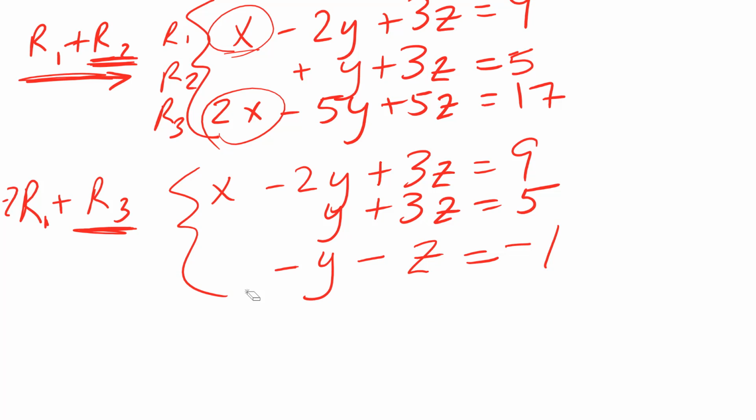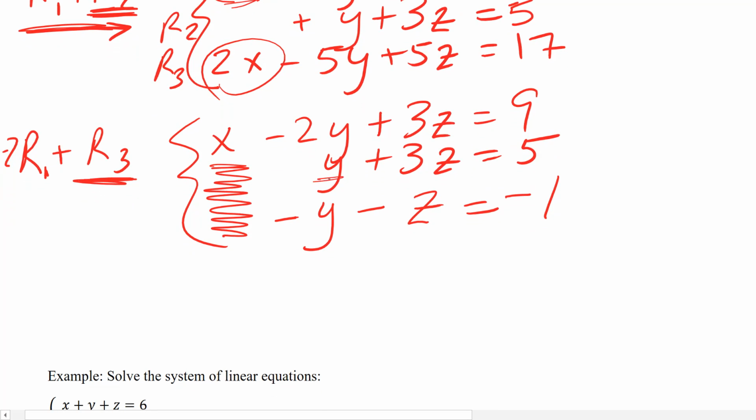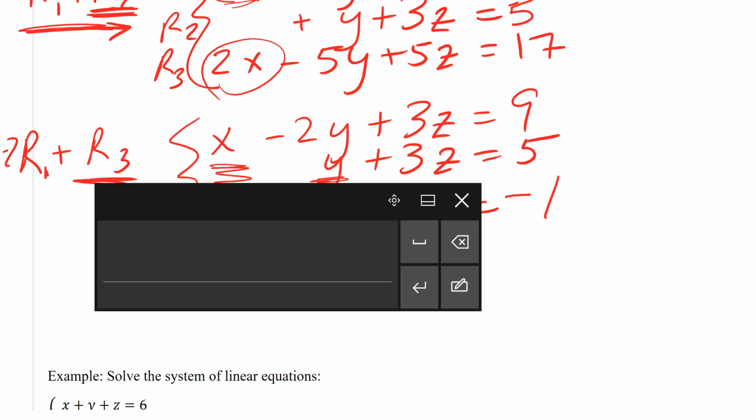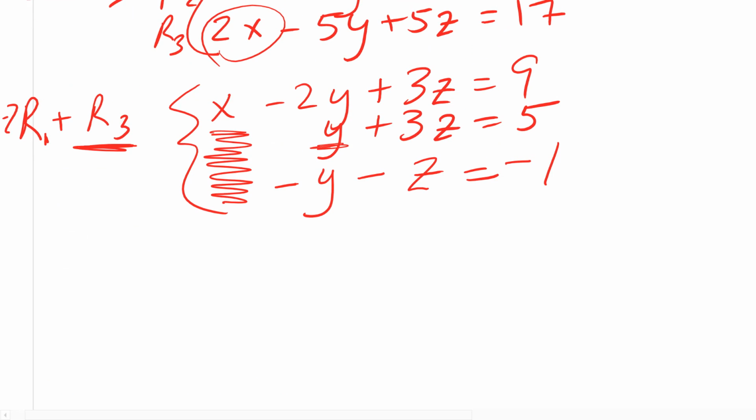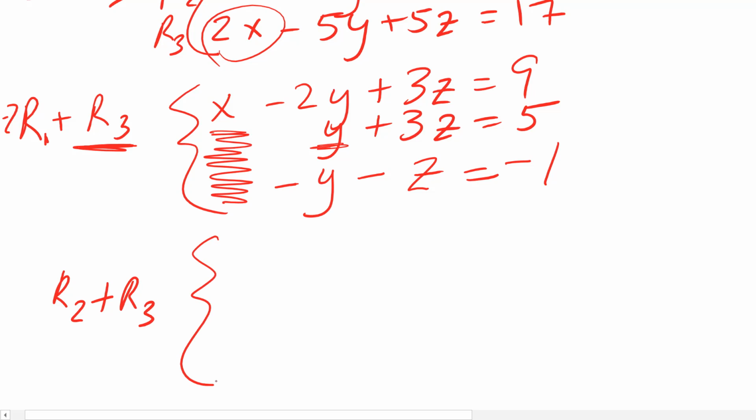All right, so now we've emptied out this first stair step. We only wanted the first equation to have that first unknown. Now, we only want the second equation to have the second unknown, so we need to cancel out the second unknown in the third equation. So let me get some more space here. All right, so that's pretty easy to do. All I need to do is add the second two equations. So I can add r2 plus r3 and replace r3 with that sum, and that will cancel out that y term in the third equation.